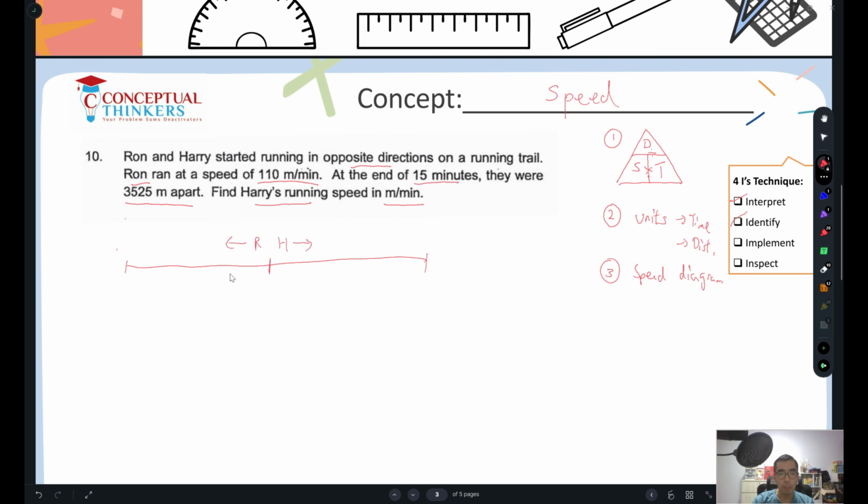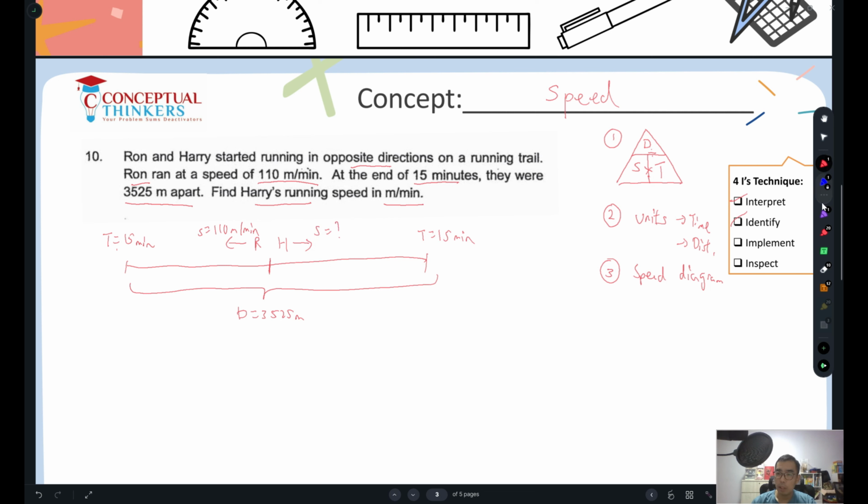What we know is that in the end they will still end within 15 minutes. So the time taken will be 15 minutes, and for Harry it will also be 15 minutes. The total distance apart in the end will be 3,525 meters. We only have the speed of Ron, which is 110 meters per minute. Your job is to find the speed of Harry.